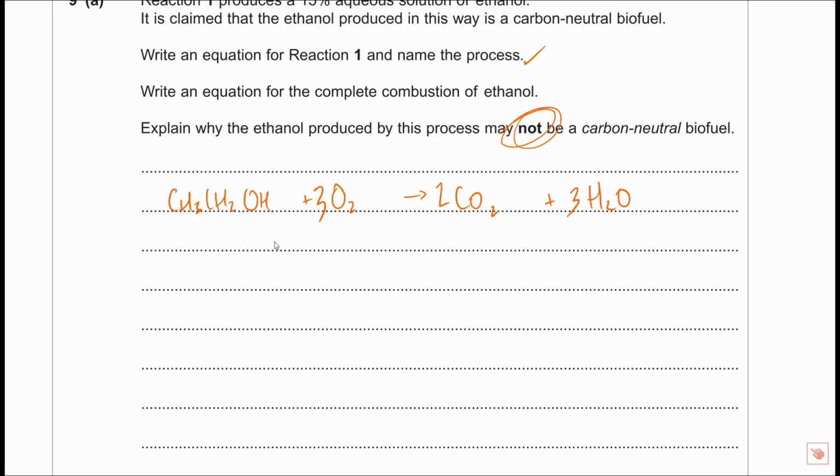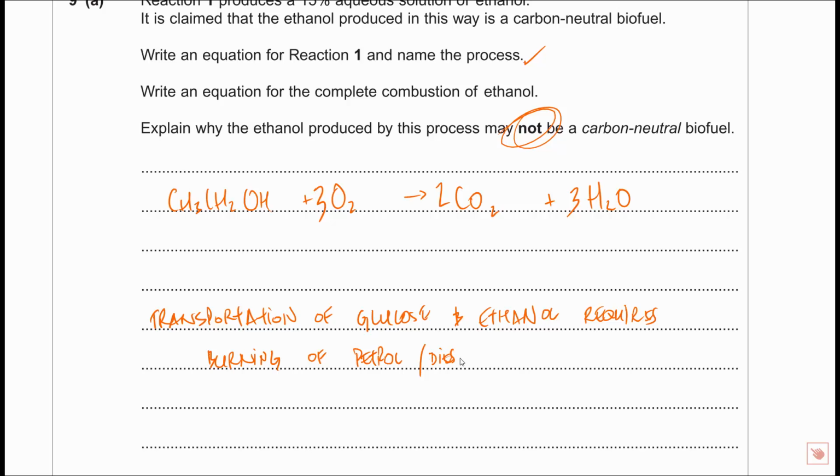the idea of it being carbon neutral only takes into account the growing and the actual fermentation and the burning. It does not take into account the transport. So transportation of glucose and ethanol, in fact, requires burning of petrol, diesel, which produces, this is the key thing here, produces CO2.